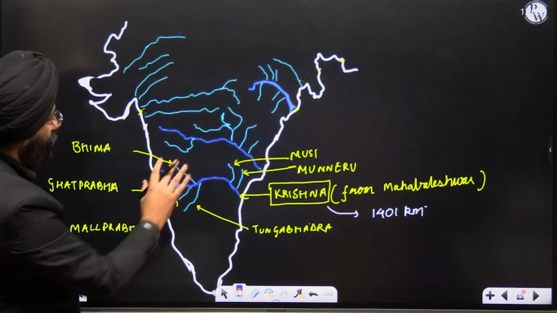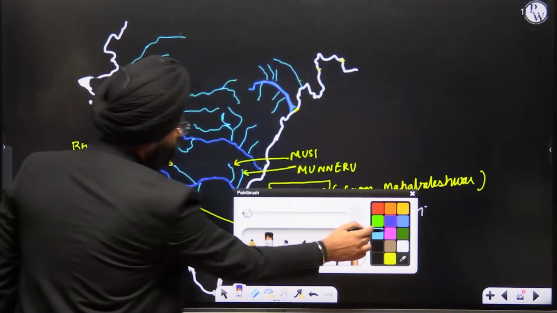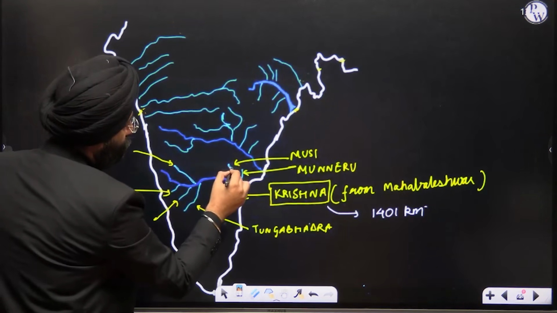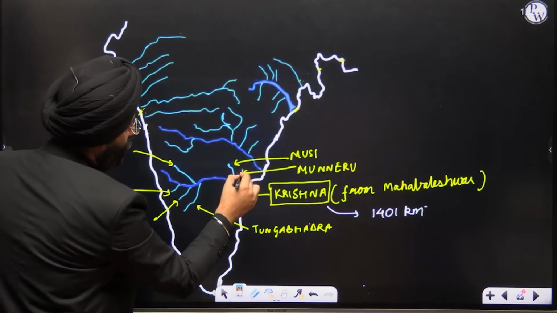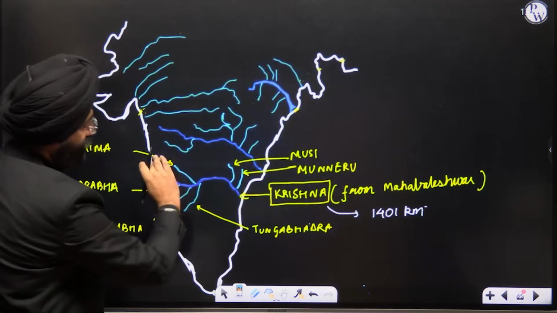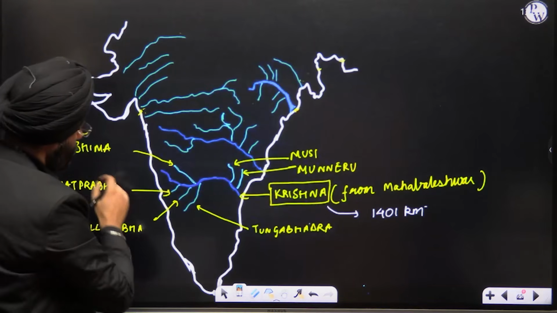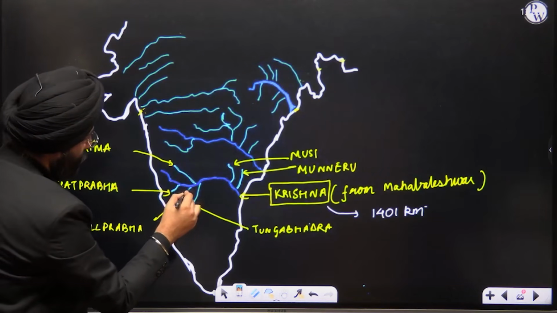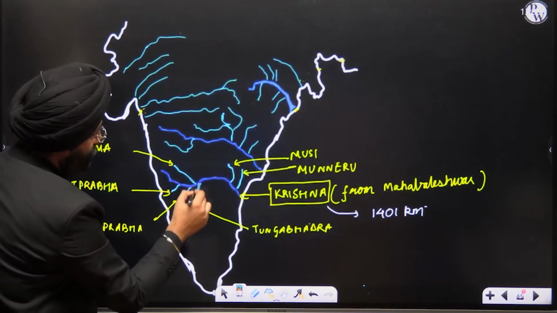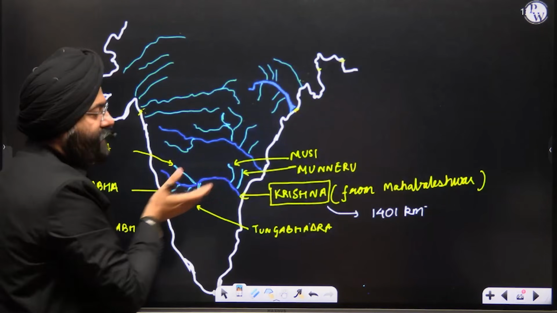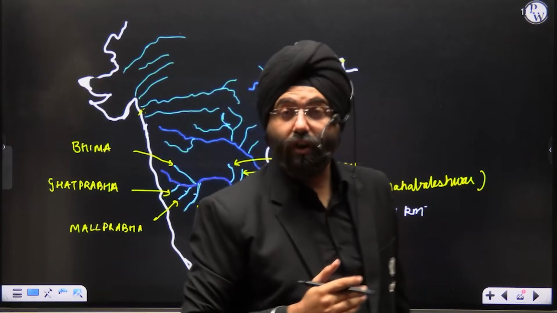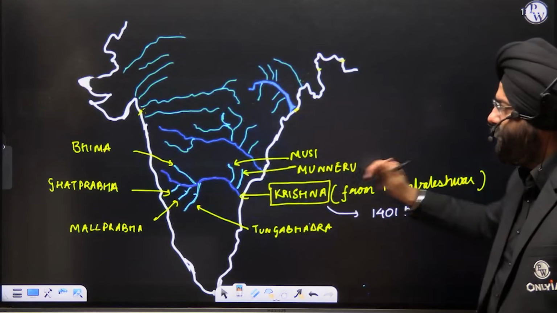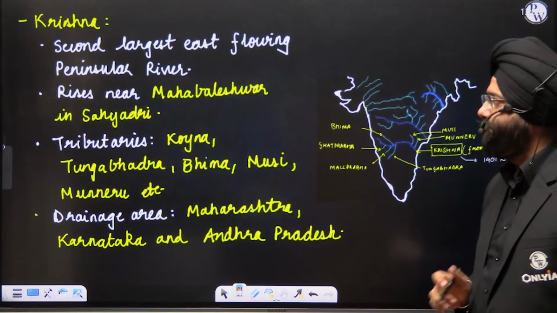It has various tributaries. See here, you have important tributaries like Bhima, Musi, and Muneru. These are all left bank tributaries. On the other hand, on the right bank you have Ghatprabha, Malprabha, and Tungabhadra. These are the right bank tributaries of river Krishna. Clear? Now let us see certain details associated with them.